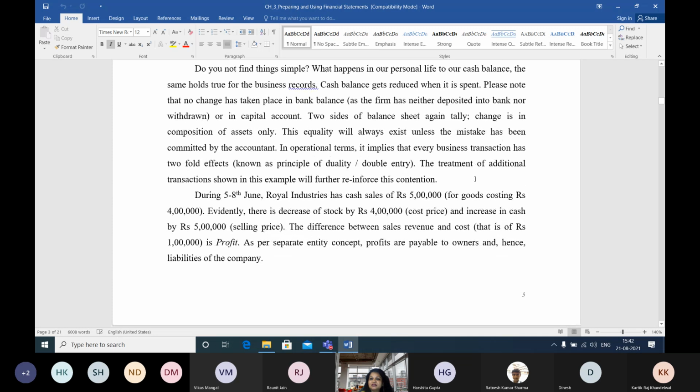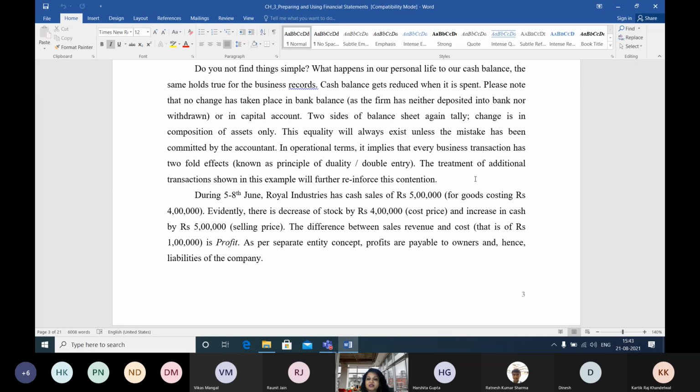What happens in our personal life to our cash balance, the same holds true for business records. Cash balance gets reduced when it is spent. Please note that no change has taken place in the bank balance as the firm has neither deposited into the bank any money nor has it written a check and withdrawn any money, or in the capital account. Two sides of the balance sheet again tally. Change is in the composition of assets only. This equality will always exist unless a mistake has been committed by the accountant.